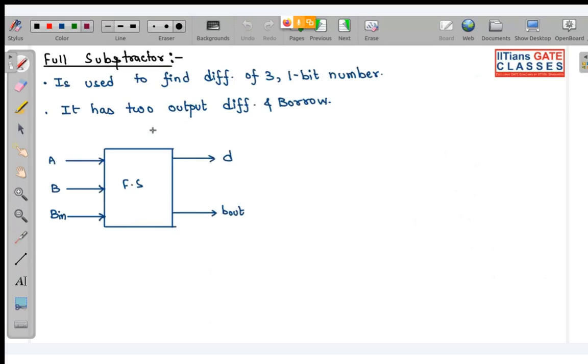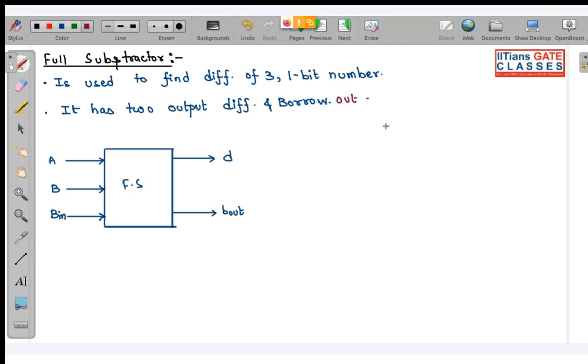Now I am not drawing the circuit diagram. Okay, you can draw it yourself also. So the next we have is full subtractor. So in full subtractor, what we have? We have basically two 1-bit numbers along with an input borrow. Okay, along with an input borrow that we have. So here also we have two outputs, that is difference and borrow out.